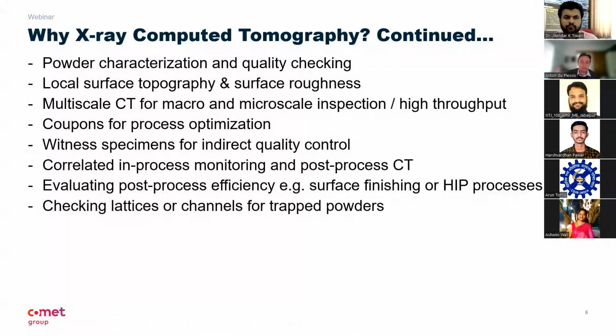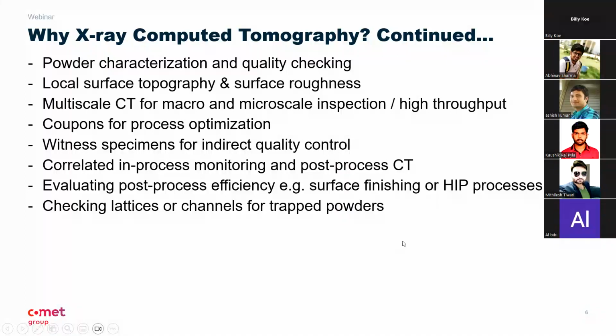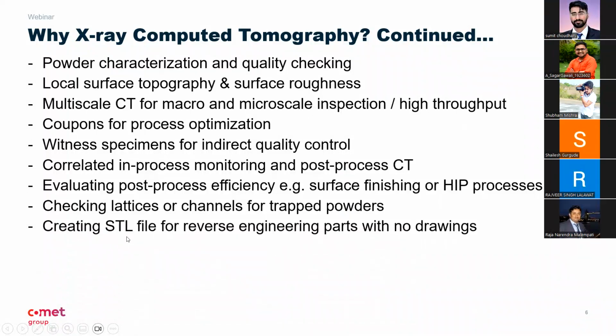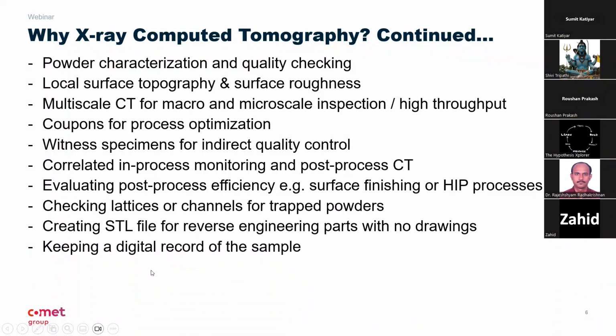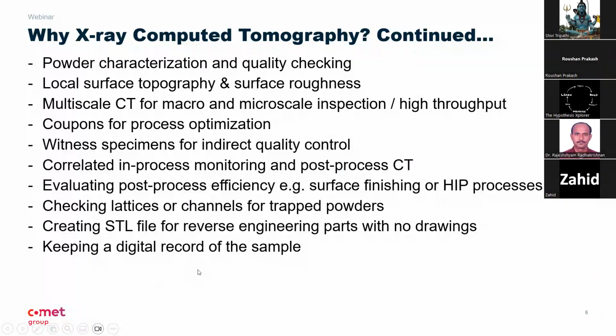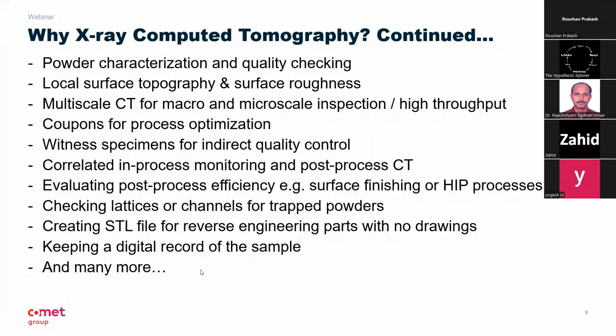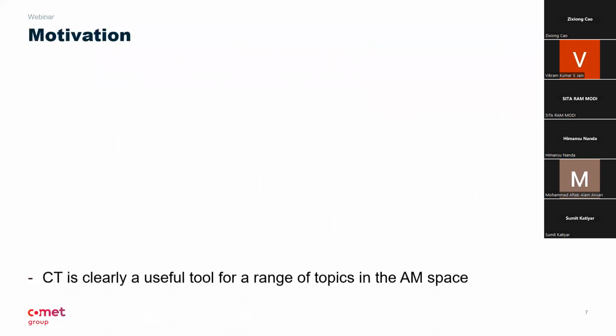Also, checking lattices and channels for trapped powders is very important in practice, because you have this complexity of design, so you can make internal cooling channels and lattice structures and fancy designs, but if there are powders trapped, that can be a problem for the application, and CT is a great way to check for those kinds of issues. You can also create STL files for reverse engineering purposes, and creating a digital record or a digital twin of the data of the part is something of interest for future engineering, for large engineering companies. So there are many more applications.